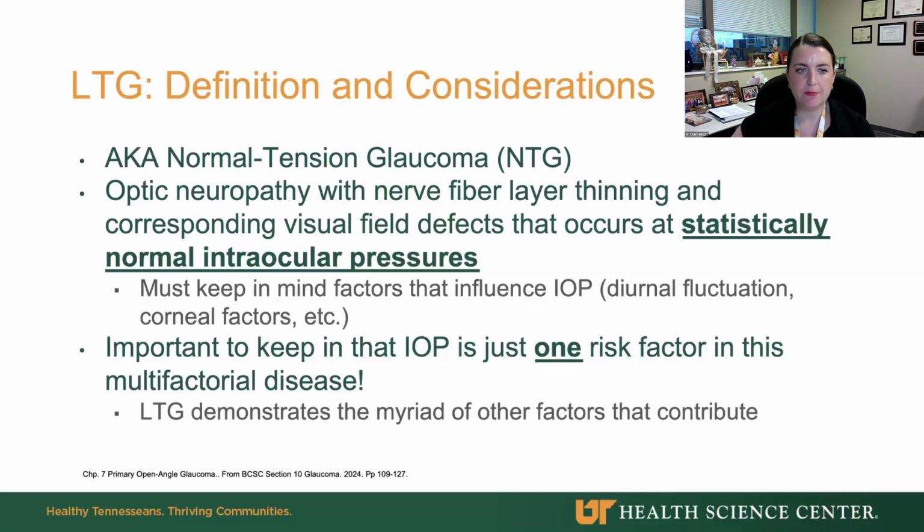But you do have to keep in mind factors that influence intraocular pressure, such as diurnal fluctuation and corneal factors. Make sure you're not excluding primary open angle glaucoma given these factors. It's also very important with this particular disease to keep in mind that intraocular pressure is just one of a myriad of risk factors that you can modulate to prevent progression. And we will get into that in this lecture.